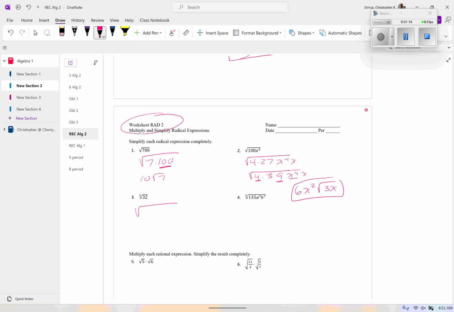Third root of 32. So 32 is going to be 8 times 4. 8's the biggest perfect cube, so that's going to give you 2 third root of 4.